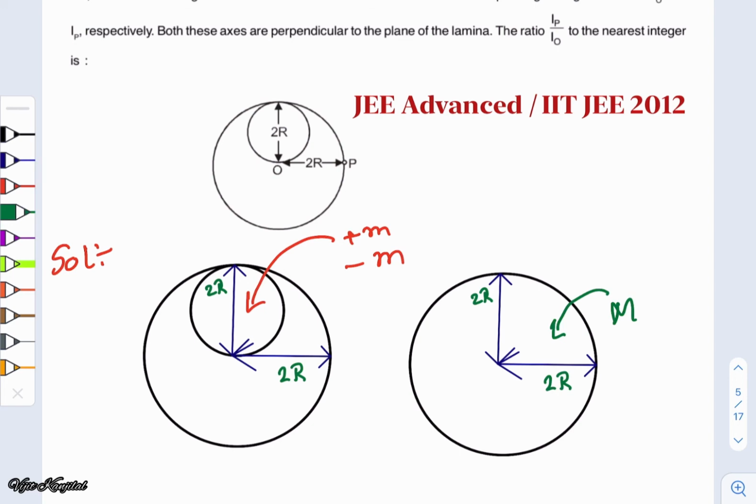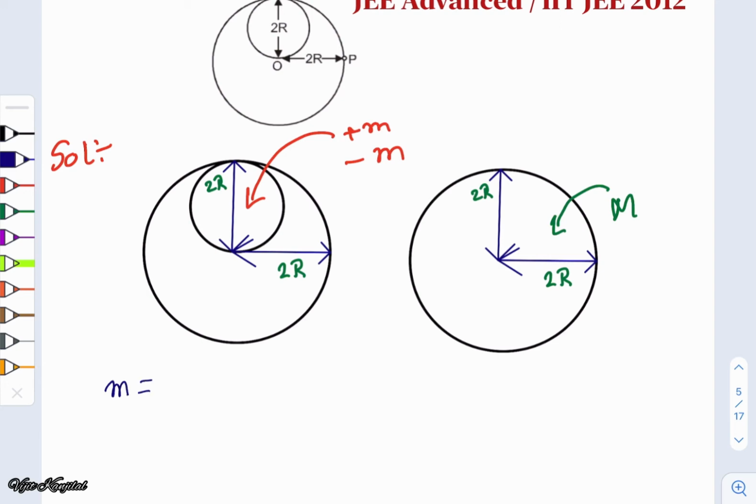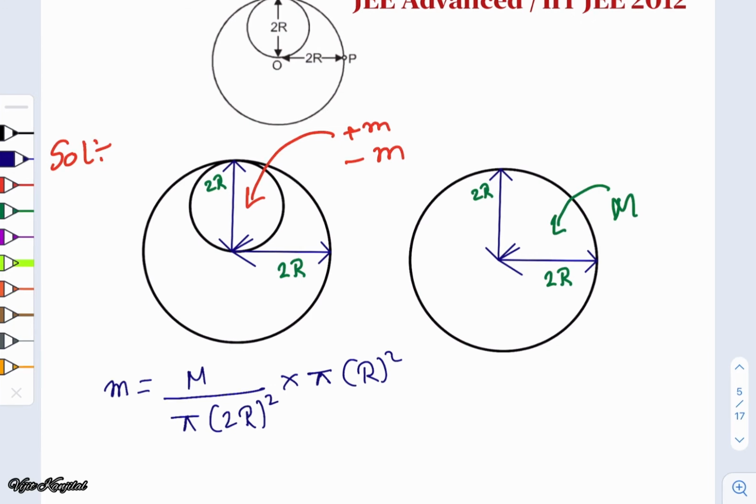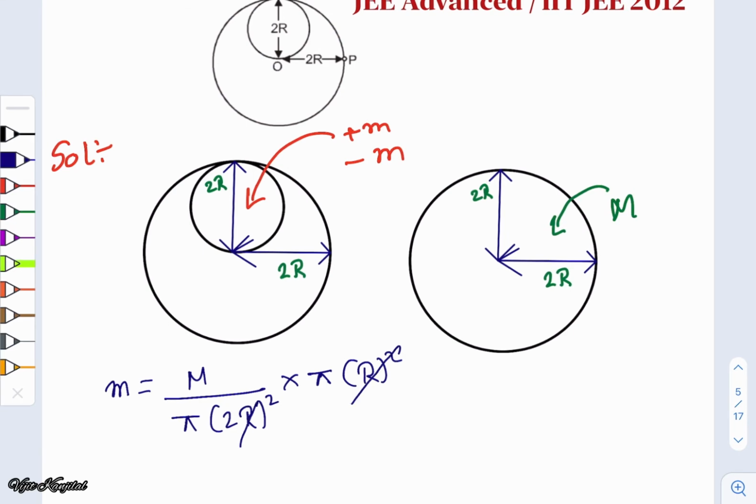So, what should be the value of small m? Small m would be simply M by pi times (2r) whole squared, that is the mass per unit area in the disk where there was no hole initially, times the area of this hole, that is pi r squared, because the hole is nothing but a circle of radius r. So the r squared terms cancel out, pi cancels out, so small m is simply capital M by 4. So what is capital M?